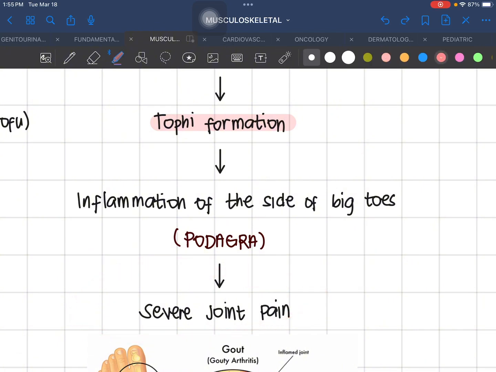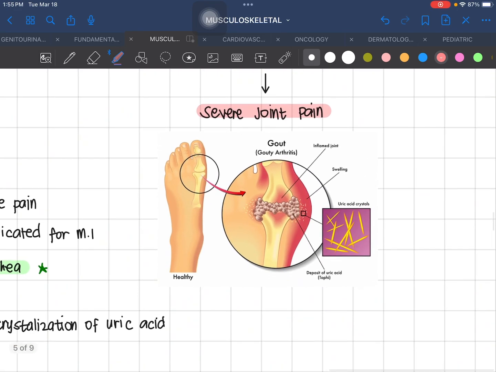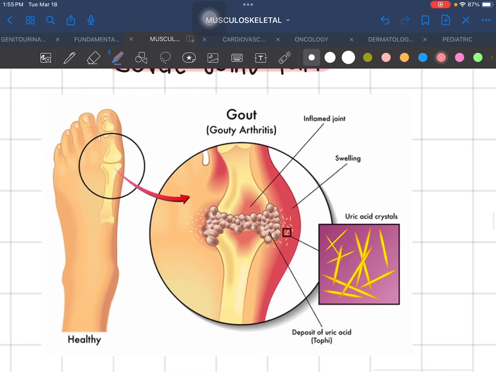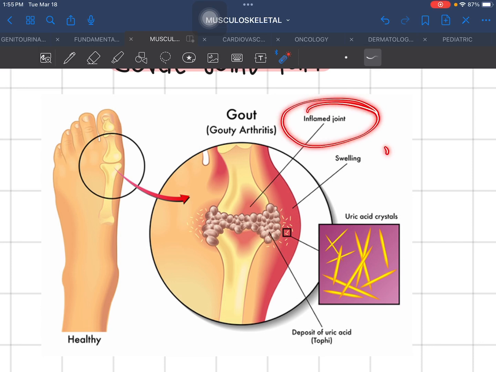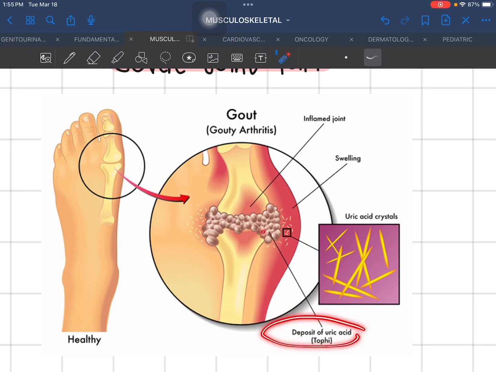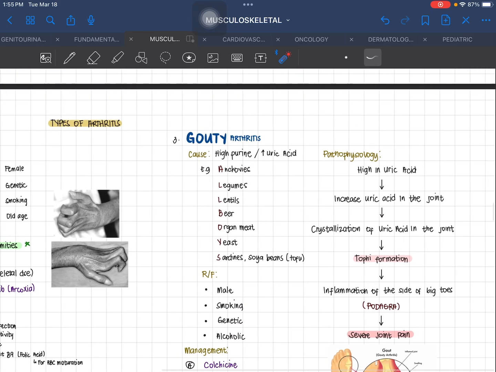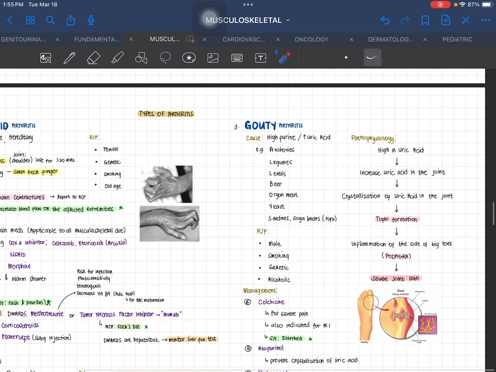So, ayan. Pain na naman, kaya may pain management din mamaya. Inflamed ang joint, may swelling. Pag yan, uric acid crystals. Deposits of uric acid, ito yun. Ayan. Tapos nag-crystallize. Tapusin ko na lang muna.